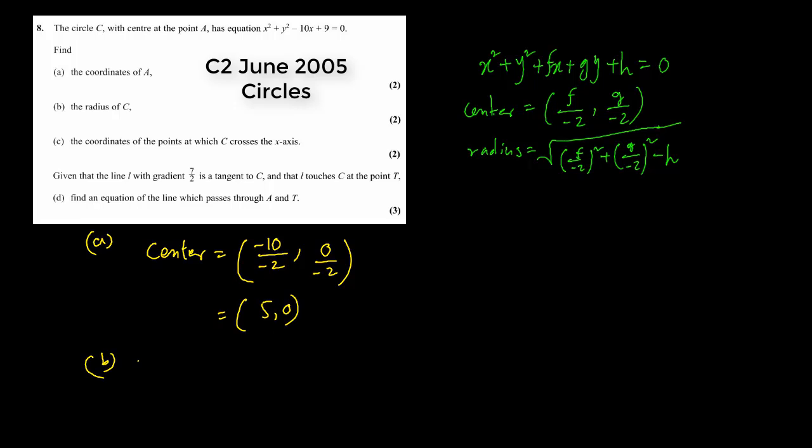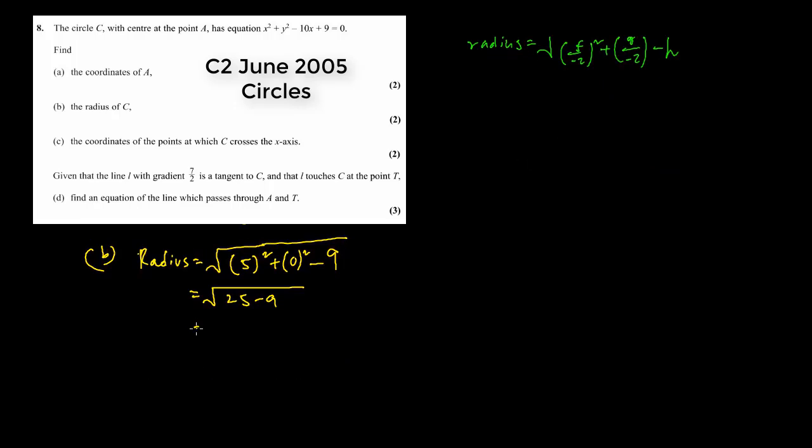Question number B, they ask for the radius of the circle. So radius equals the square root of the x coordinate of the center whole squared, plus the y coordinate of the center whole squared, minus the constant. Now the constant is plus 9, so minus of this, so square root of 25 minus 9, so this is going to be square root of 16 equals 4. Done.